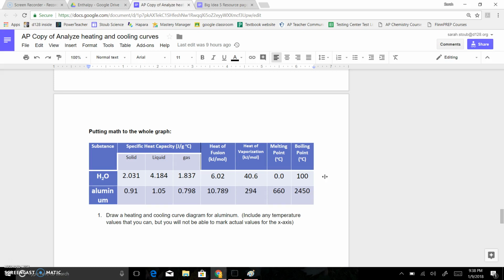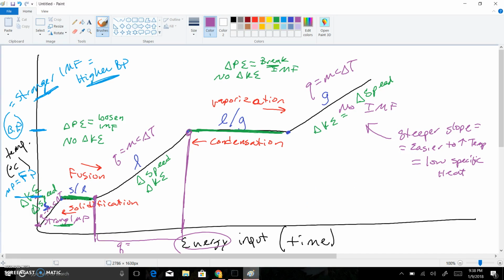Okay, the other numbers that we have here are the heat of fusion and the heat of vaporization. Those numbers are found in here. So that's when we want to find the heat of a flat part, right here.